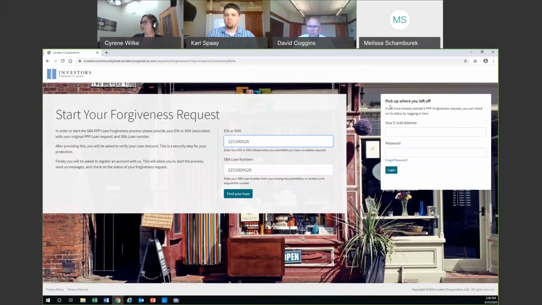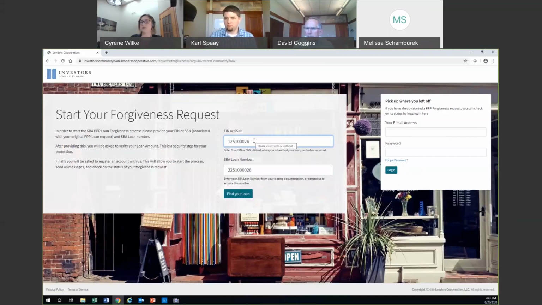You'll also notice here there's the ability, if you've already started an application and you're coming back to finish it, you can pick up where you left off. And then you'll have your email address that you registered with and your password. And then here's where you'll notice there's the forgot password option. So if you can't remember what your password is, you can enter in your email address, click the forgot password, and we'll do a reset to your email address and help you walk through resetting your password.